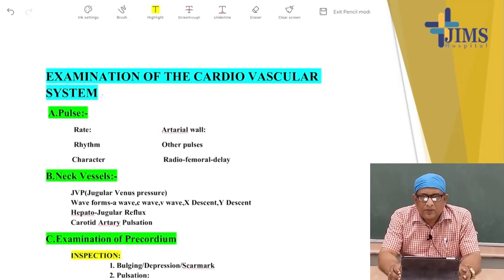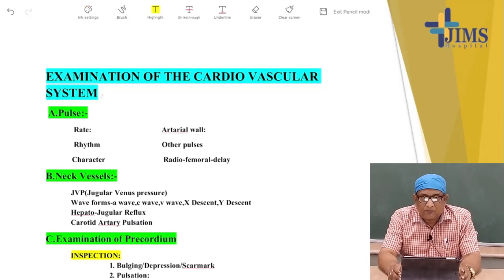Then rhythm: is it regular or irregular? If it is regular, it is okay. If it is irregular, whether it is regularly irregular or irregularly irregular. In an irregularly irregular rhythm, it is most likely to be atrial fibrillation. Regularly irregular may be ectopics or some heart blocks.